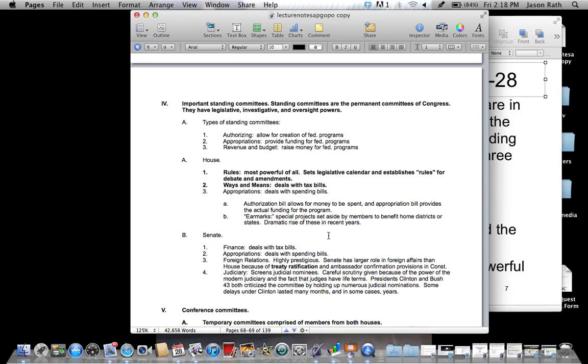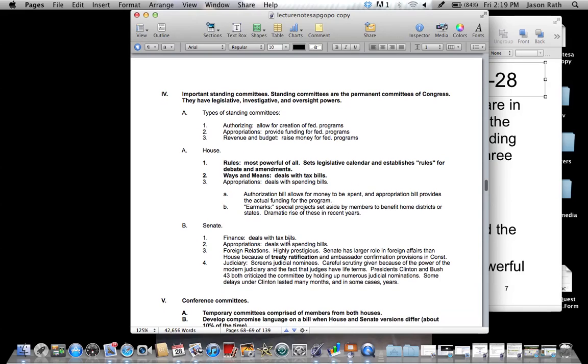Then you have the Appropriation, which means it's with spending bills. They authorize the bill allowed for money to be spent. Appropriation bill provides actual funding for the program. That's what appropriation means. Earmarks, you've heard this term now with the Christmas tree bill, and you heard it in class today. Special projects set aside by members to benefit home districts or constituents or states.